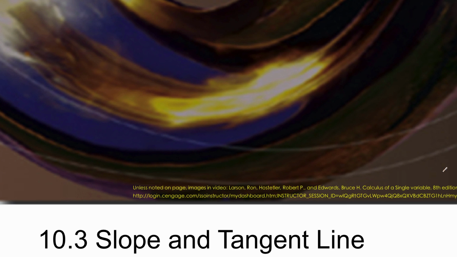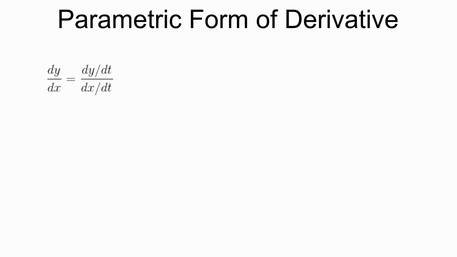Now, what do you do when you want slopes and tangents and you have parametric equations? It turns out the formula is actually quite straightforward. The derivative of y with respect to x for parametric equations is the derivative of y with respect to t divided by the derivative of x with respect to t. So the slope at any point is given by this ratio.